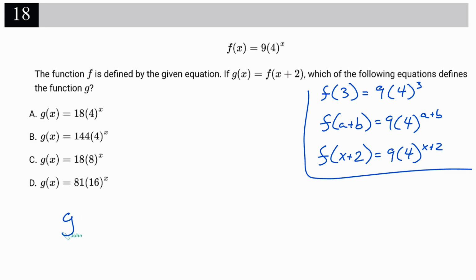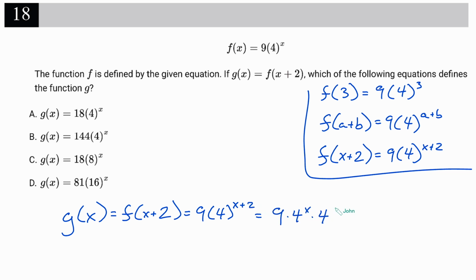We then have that g of x is equal to f of x plus 2, which is 9 times 4 to the x plus 2, or 9 times 4 to the x times 4 squared. And finally, that's 144 times 4 to the x, which is b.